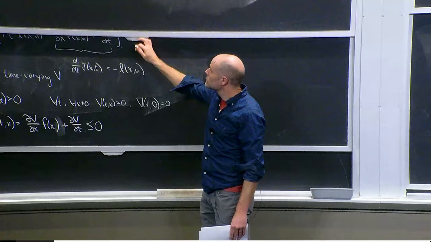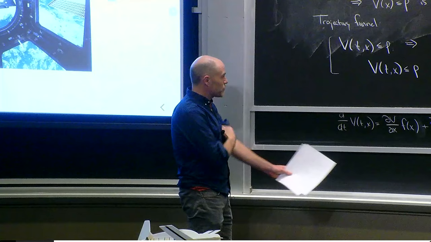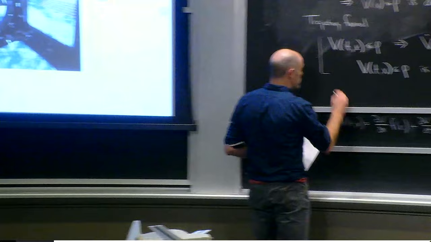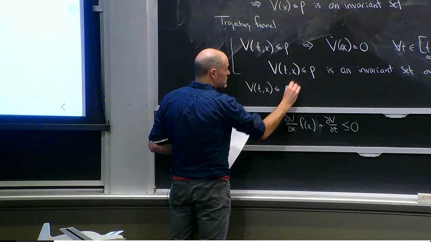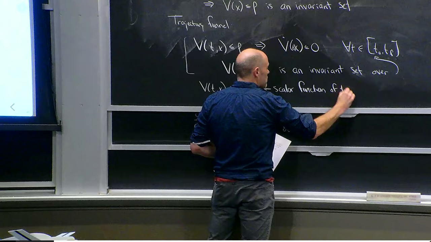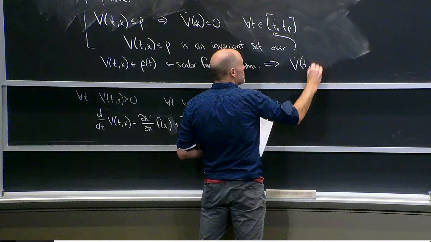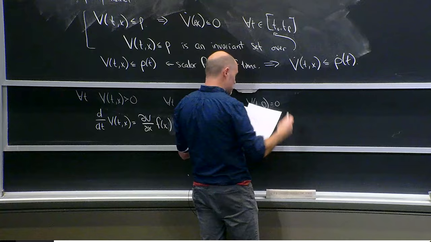Okay. Now, it turns out if you do have time, what I wrote here is absolutely true. There's even a slightly less restrictive thing that we can write that also proves invariance. So it's also true that if I have T of x less than or equal to some scalar function of time, if I have that implies b dot T of x is less than or equal to rho dot, then that also works. So let's just make sure we understand this.